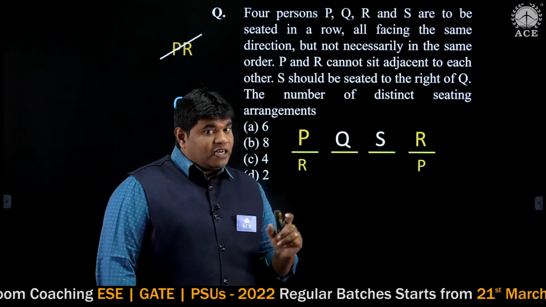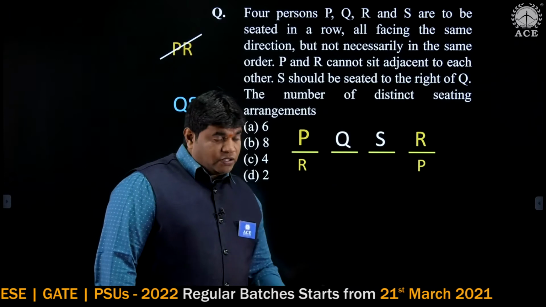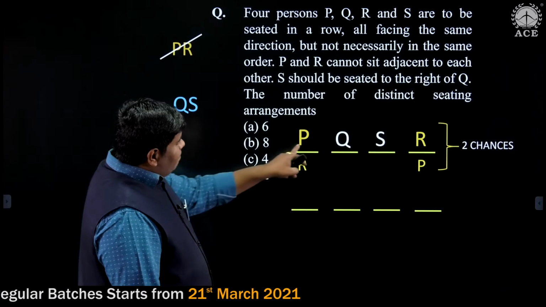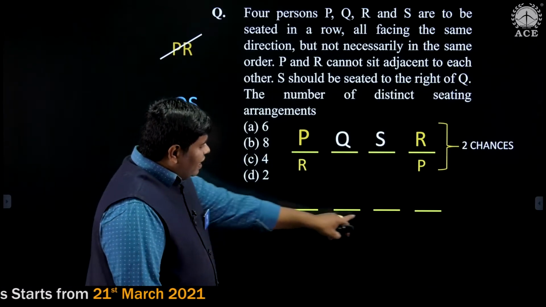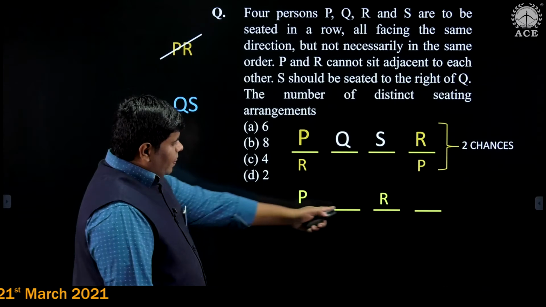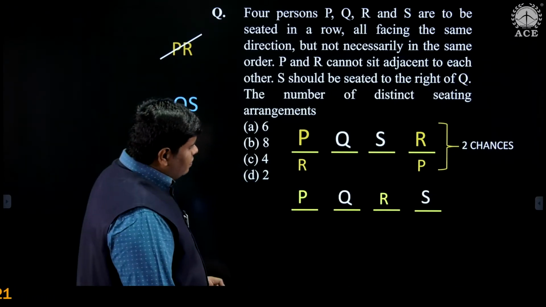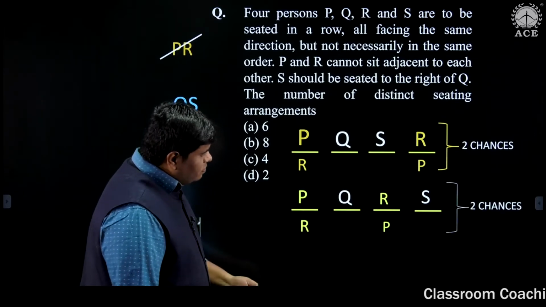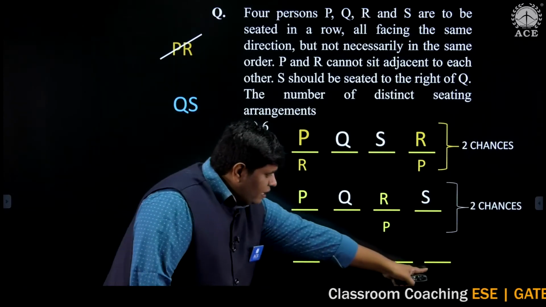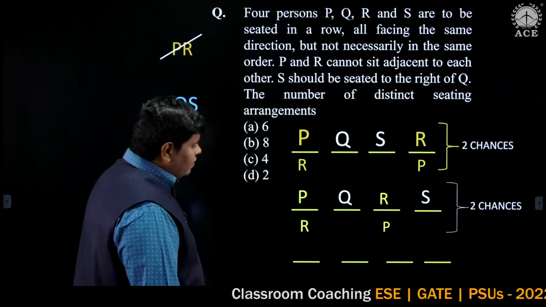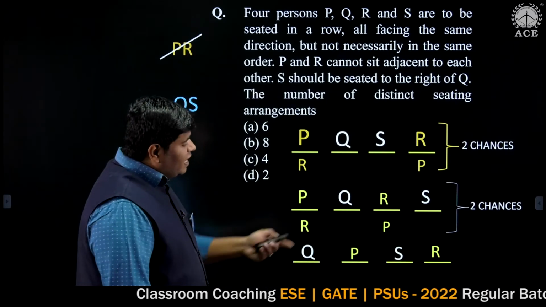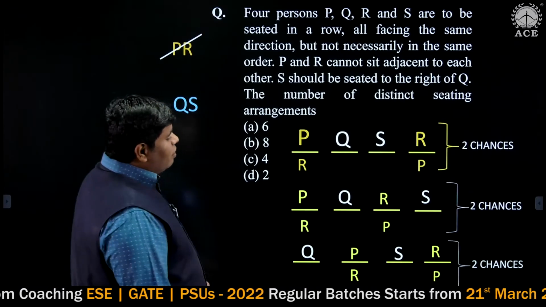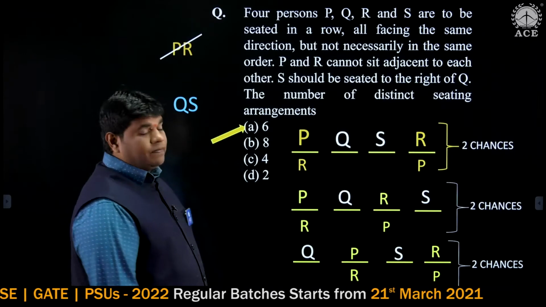Question is very easy. That's why I write complete options, complete chances. So 2 chances. Next, 4 members, P and R. So first I put P here, R here. Q and S. If P and R are interchanged, again we are getting 2 chances. Next, P and R, again P and R interchange, so again we are getting 2 chances. So total how many chances we are getting? 6.